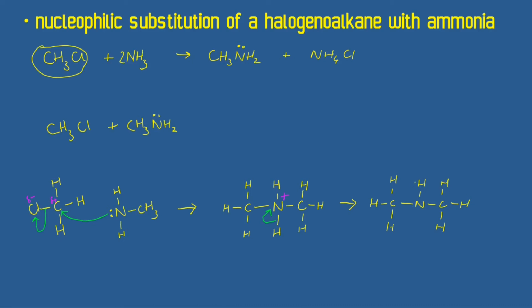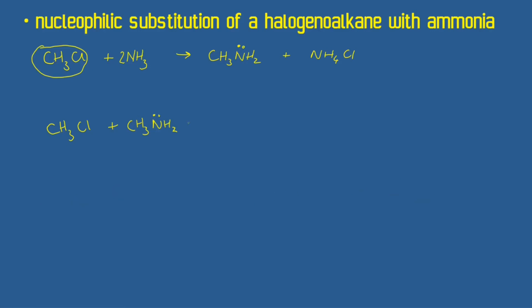So is that the end of the story? Well, not quite, because we still have an available lone pair on this nitrogen. So this might also be attracted to the delta positive carbon on a chloromethane. So these could then carry on and do another reaction, and so on. Let's just break this down a little bit. We've just said that any methylamine that we produce could react with more chloromethane to produce dimethylamine.